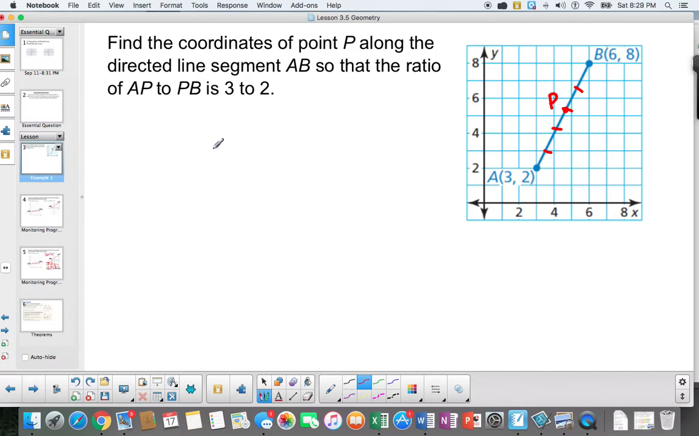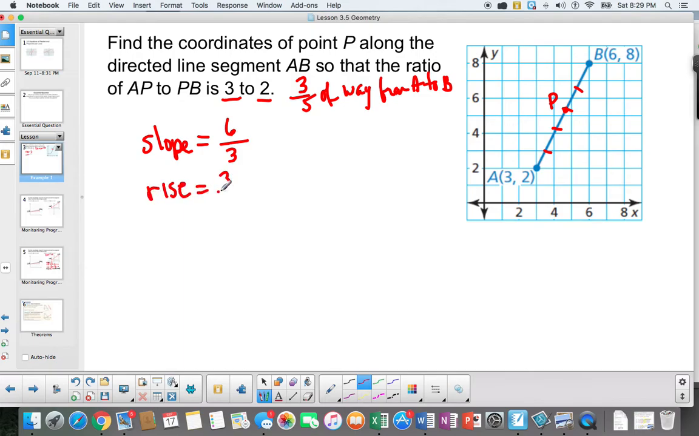All right, so let's first state that really what we're looking for is 3/5 of the way from A to B, because there were 5 parts altogether, and we want to go 3 of those 5 parts. So we're going to use slope to help us. Slope is rise, which happens to be 6, and run, which happens to be 3. I want to go 3/5 of my rise, which is going to be 18/5 or 3.6.